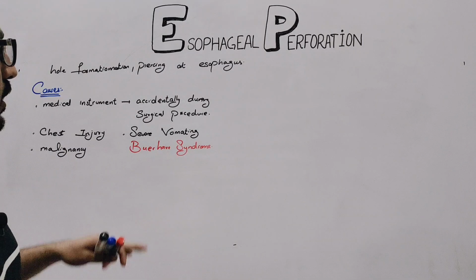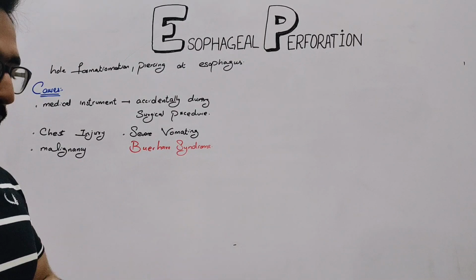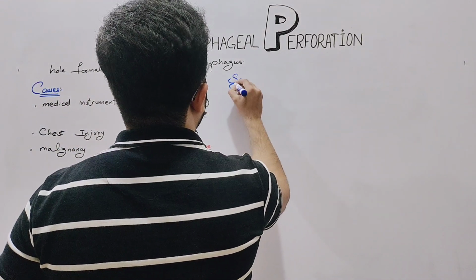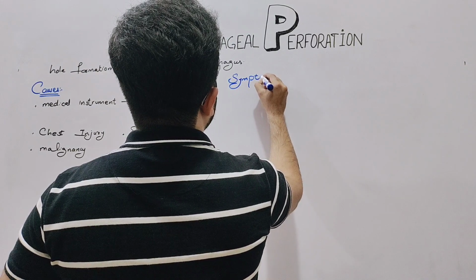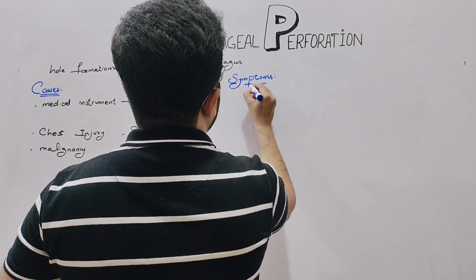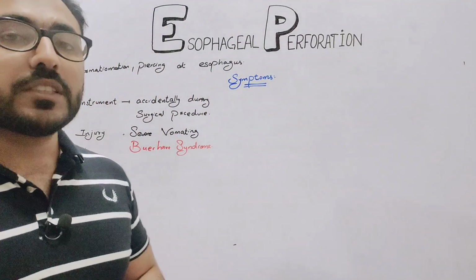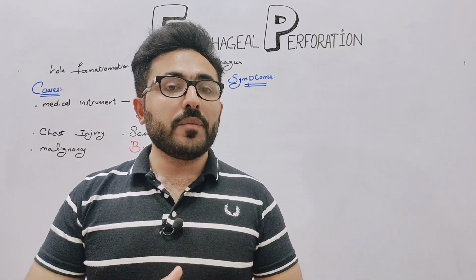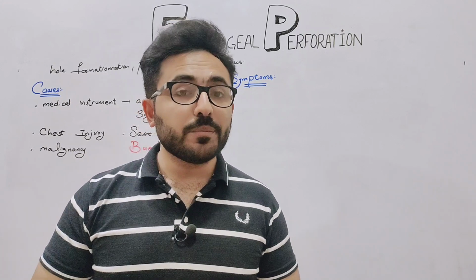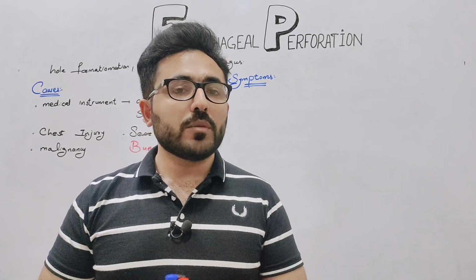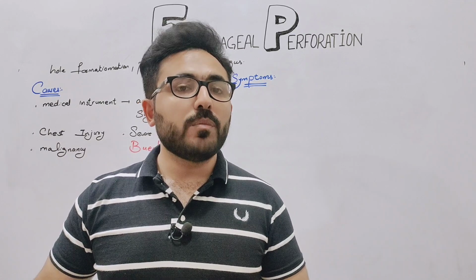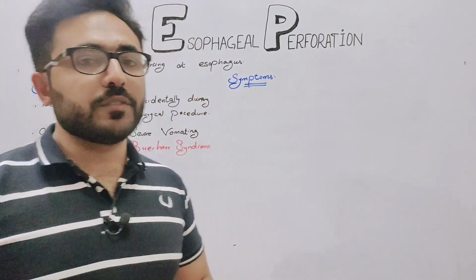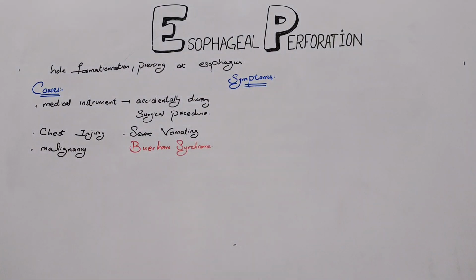So these are the causes of esophageal perforation. This will cause some symptoms, some complications. What are the symptoms we will be facing? Symptoms will be retrosternal pain. The patient may present with hemoptysis. Other complications are peritonitis, and some other complications will be there. What are those symptoms?